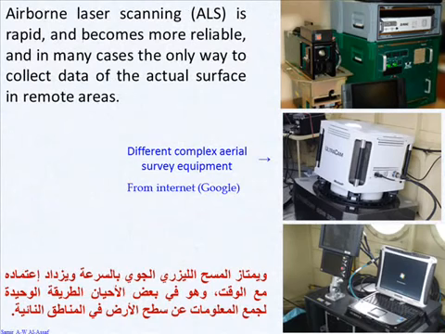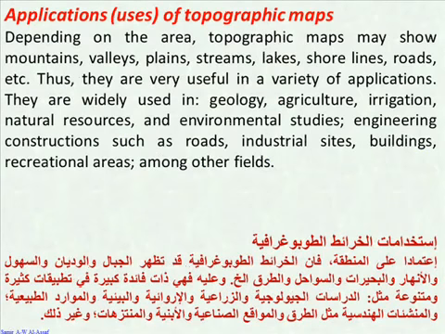Airborne laser scanning, ALS, is rapid and becomes more reliable, and in many cases the only way to collect data of the actual surface in remote areas. Applications of topographic maps. Depending on the area, topographic maps may show mountains, valleys, plains, streams, lakes, shorelines, roads, etc. Thus, they are very useful in a variety of applications. They are widely used in geology, agriculture, irrigation, natural resources, and environmental studies, engineering constructions such as roads, industrial sites, buildings, recreational areas, among other fields.